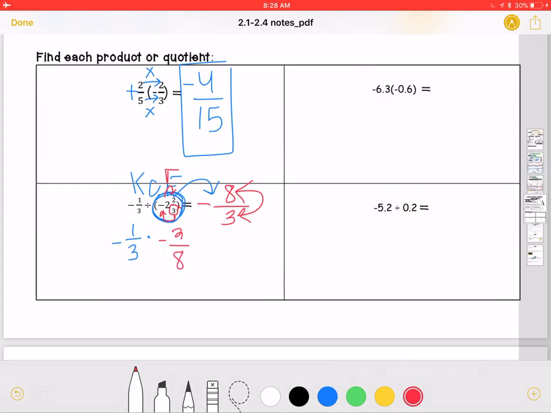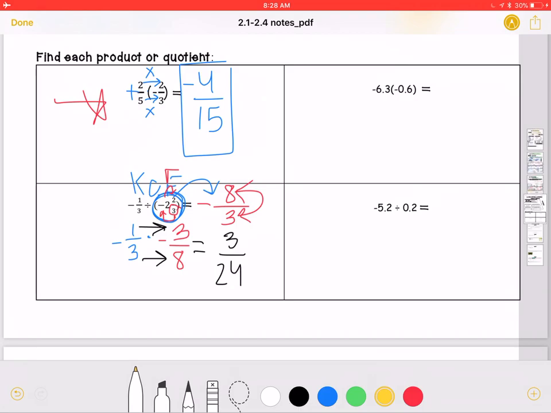So now I'm multiplying negative 1/3 times a negative 3/8. Let me tidy that up a little for you. Now we're just multiplying fractions, same as what we did up here. Multiply across your numerator and across your denominator. Some of us might be noticing a special kind of step here. So I would get 3, and then 3 times 8 is 24.